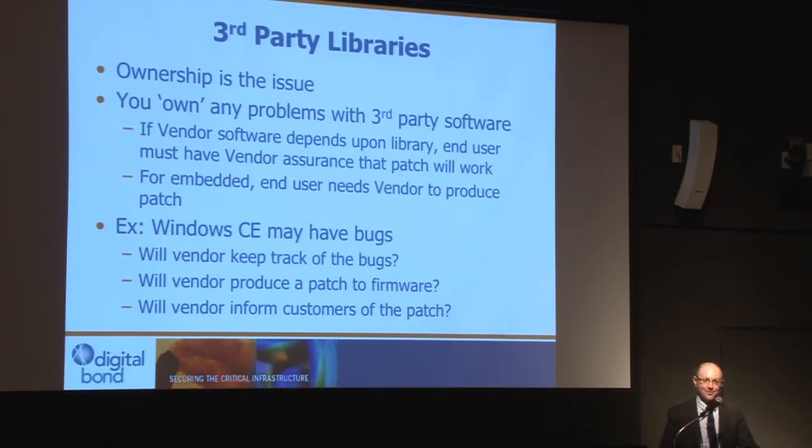So as an example, Windows CE, the operating system, could have some bugs in it. For example, Windows CE was vulnerable to a known security issue in 2008. And so you, as the vendor, have to decide, well, first off, you have to keep track of Windows CE and know that the vulnerability came out. Then you have to patch it, and then you have to inform your customers that the patch is available.